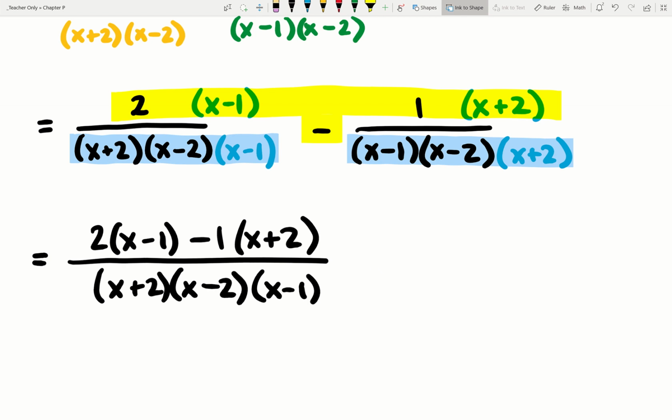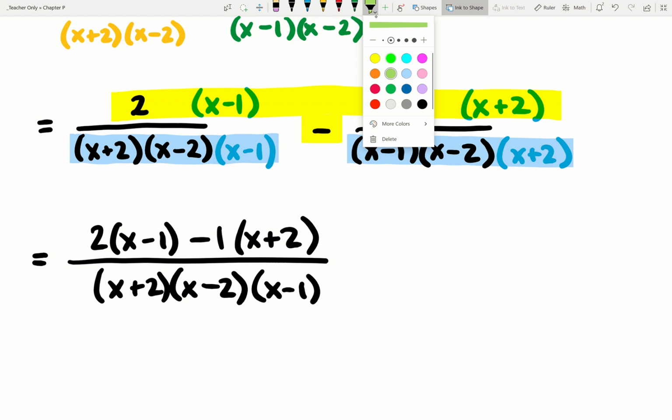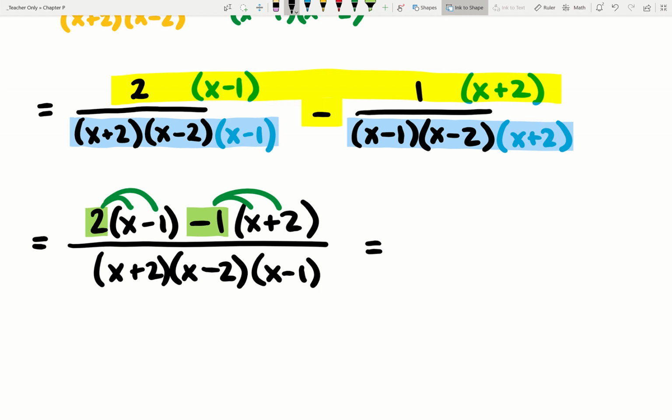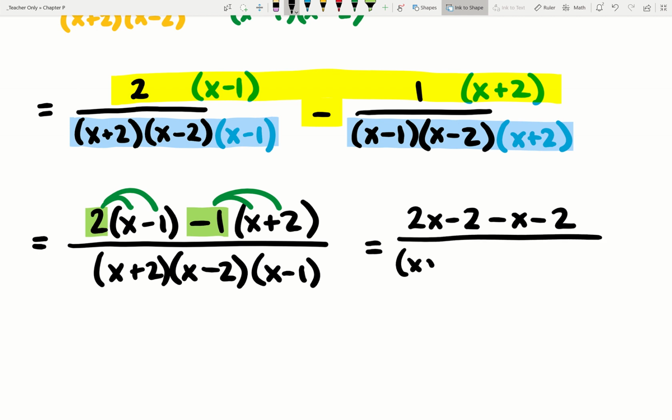Okay? So now that we have this, what I want us to do is proceed with the distribution step. We have a 2 in front of that group of terms, and a negative 1 in front of that group of terms, and we're going to distribute those into both terms there. If I continue here, that's going to give me 2x minus 2 after my first distribution. It's going to give me negative x minus 2 after my second distribution, and that's still all over the same group of factors in the denominator.